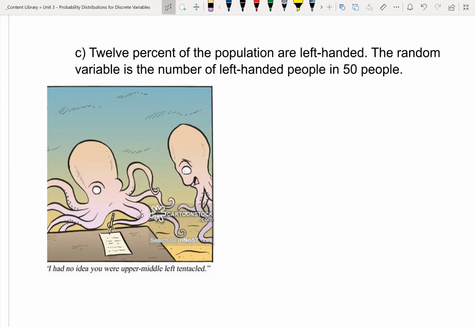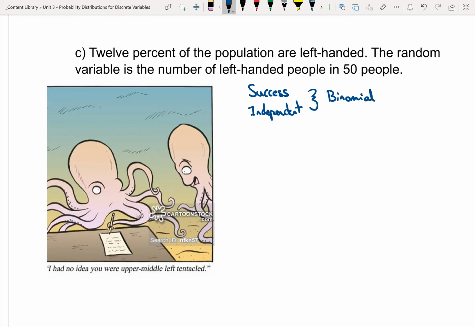In C, 12% of the population are left-handed. The random variable is the number of left-handed people in 50 people. So here, there's a success or failure trials, right? The success is either they are left-handed or they are not. These trials are also independent because one person being left-handed does not influence the other person being left-handed. Or if a person is right-handed, it does not influence another person. So because they're independent and they're success or failure trials, this means it is a binomial distribution.